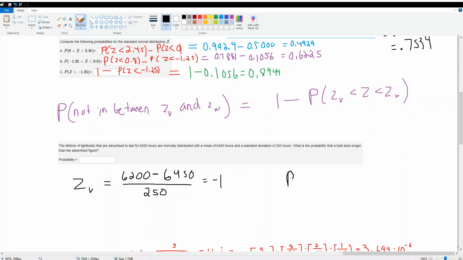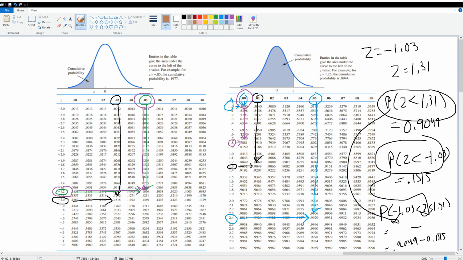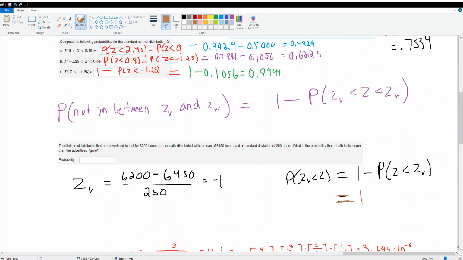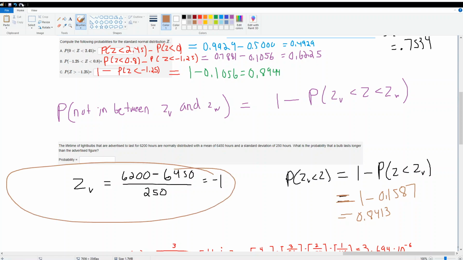So now we're asked, what's the probability that we last longer than z-value? Or put another way, the chances of exceeding it. Here, we have to use the complement law. 1 minus P, Z is less than z-value. So let's now go to our tables. Here, I'm going to use brown. So we're looking for just negative 1. So, negative 1, 0, 0.1587, which comes out to be 0.8413. That's it. We just combined what we did in the previous lecture with what you've learned now.